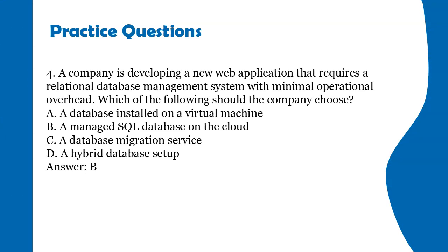4. A company is developing a new web application that requires a relational database management system with minimal operational overhead. Which of the following should the company choose? A. A database installed on a virtual machine. B. A managed SQL database on the cloud. C. A database migration service. D. A hybrid database setup. Answer: B.